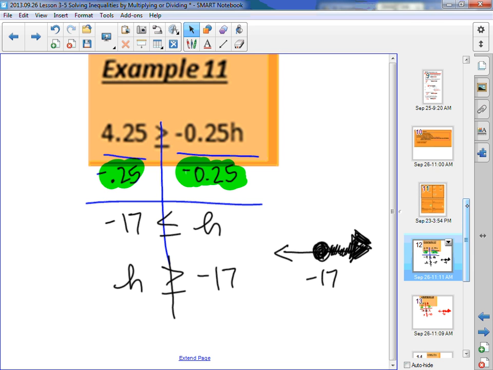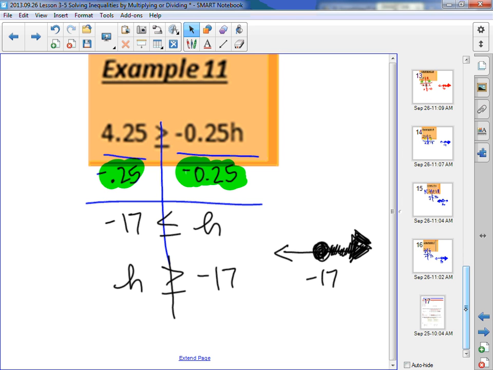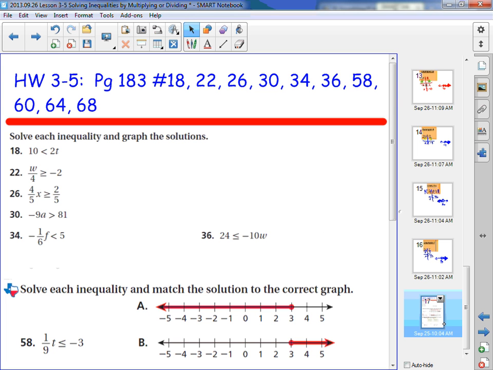All right, so any questions about this whole thing about flipping your inequality and all that? All right. Well, the homework tonight is on page 183. Let's see, how many problems are there? 1, 2, 3, 4, 5, 6, 7, 8, 9, 10. 10 problems.